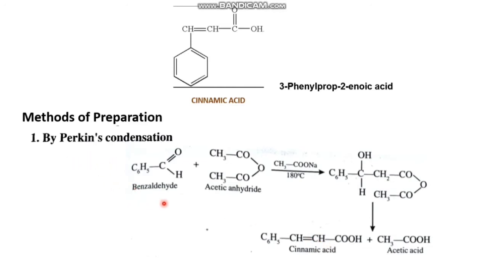In this Perkin condensation, benzaldehyde is heated with acetic anhydride at about 180 degrees Celsius in presence of sodium acetate. We will get cinnamic acid.